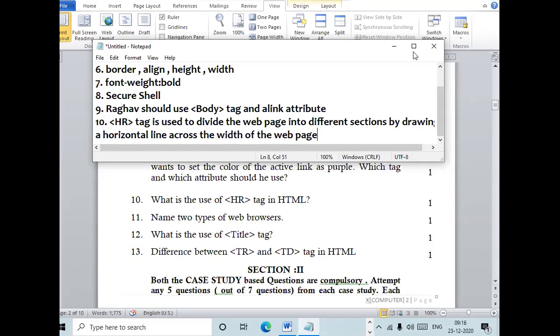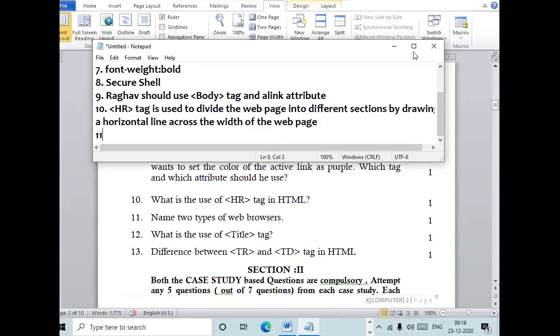And what is your answer? Now I repeat your answer, what you have written. HR is used to draw horizontal line. Where the line is drawn, this is incomplete answer. HR tag draws the line. This is not an appropriate answer.